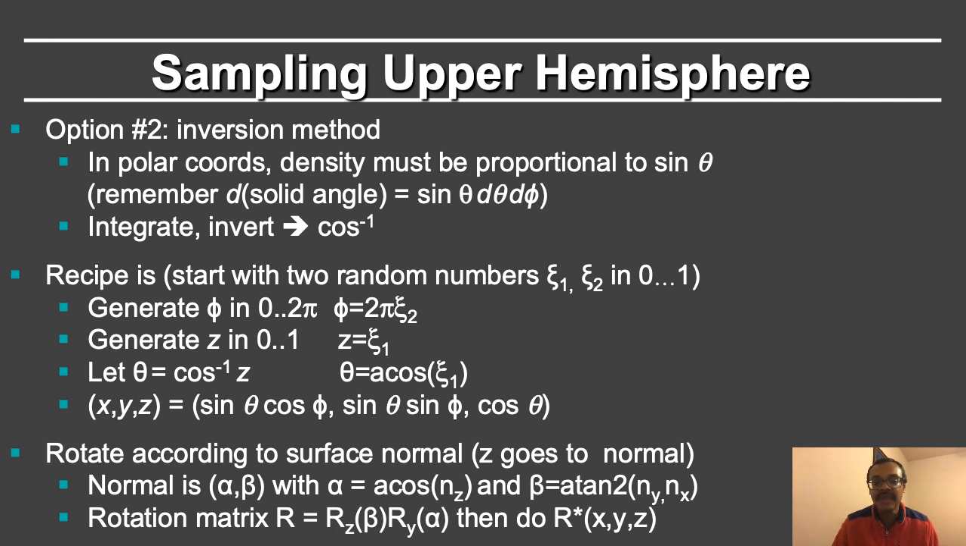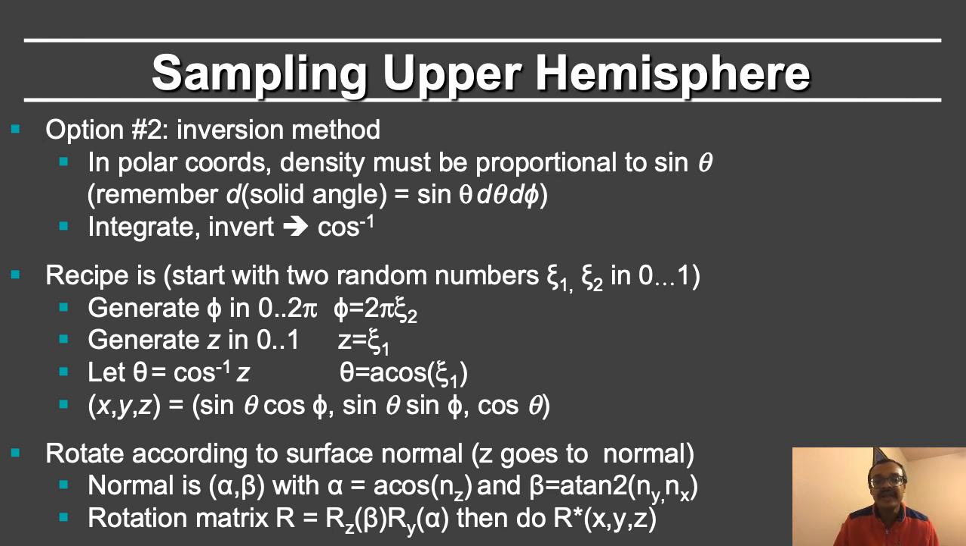You determine phi as 2 pi psi2. Therefore, phi will be uniformly distributed in 0 to 2 pi. Then you need to generate z in 0, 1. Z corresponds to cosine theta. Z is simply equal to psi1. And finally, theta is equal to the inverse cosine of z, which is simply the arc cosine of psi1. Thereafter, you convert into Cartesian coordinates.